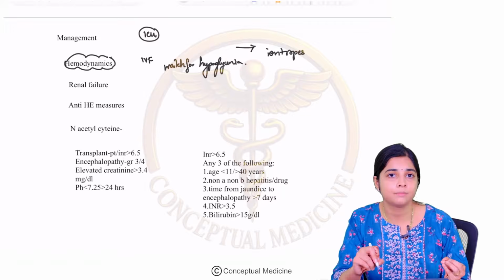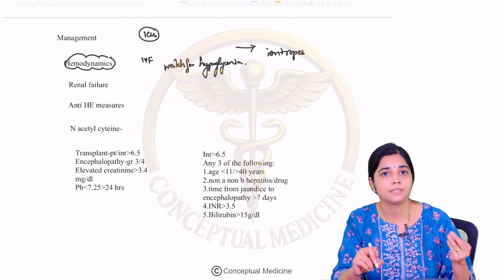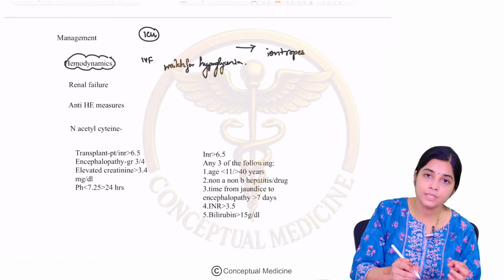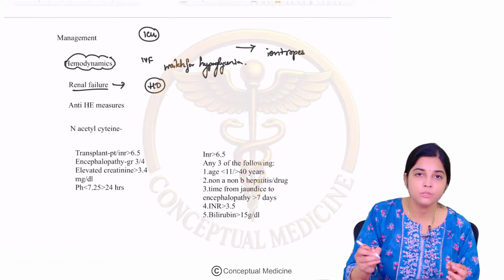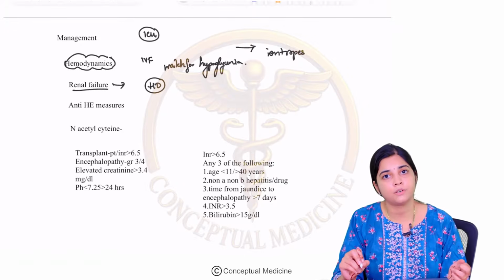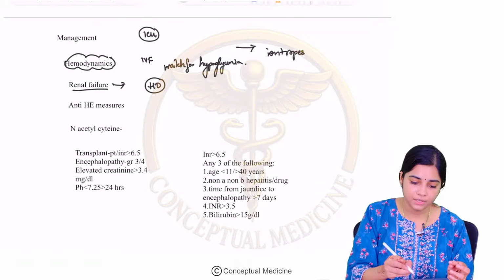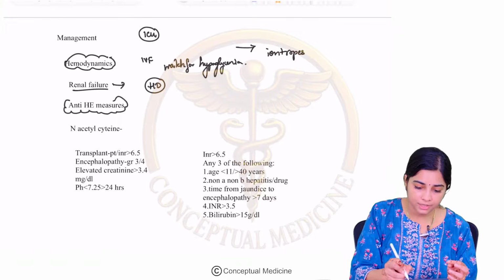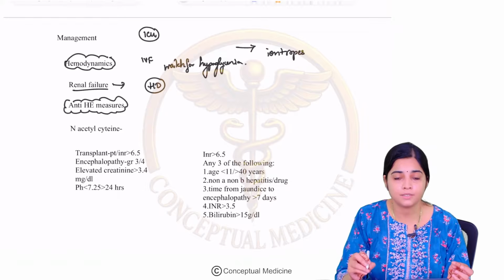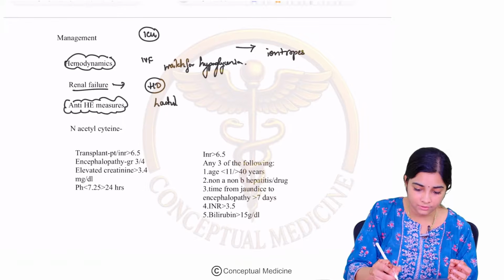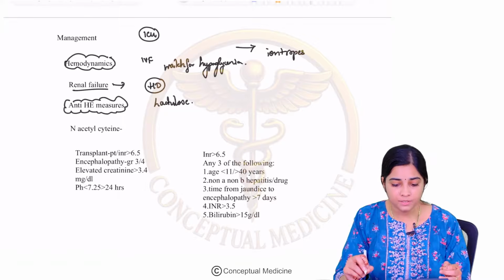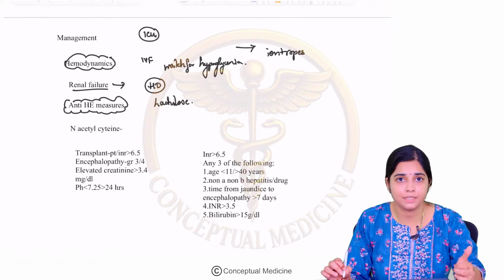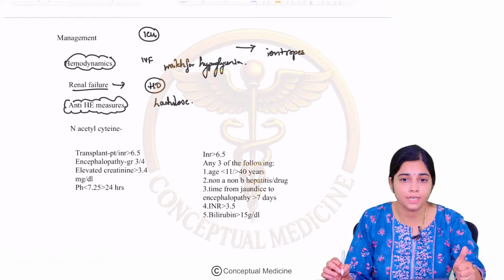Now, because of the severe metabolic acidosis as well as the elevated lactates and ensuing renal failure, you may have to dialyze them. You may have to initiate the patient on dialysis. Okay. Then you have to start the patient on anti-hepatic encephalopathy measures, including your lactulose.